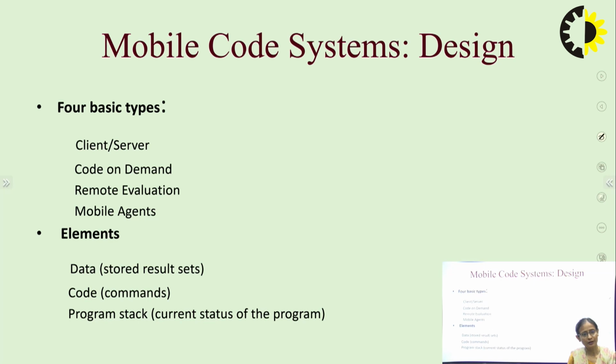So whenever we have a program running in any environment, whether it is a distributed environment or a centralized environment, we have 3 elements: data, code, and program stack. How these 3 elements are distributed throughout the system results in 4 types: client server, code on demand, remote evaluation, and mobile agents.